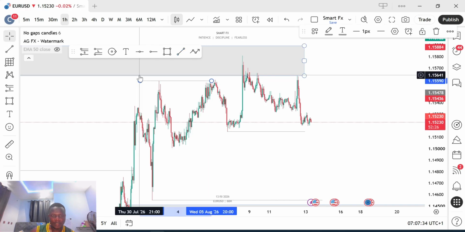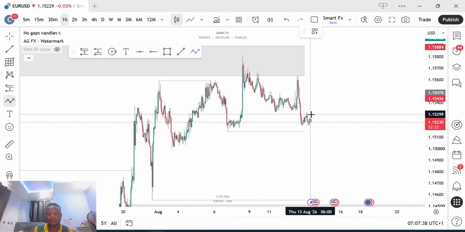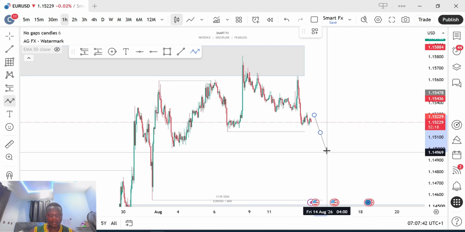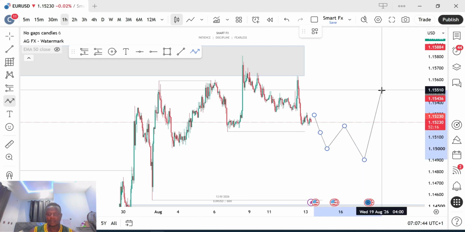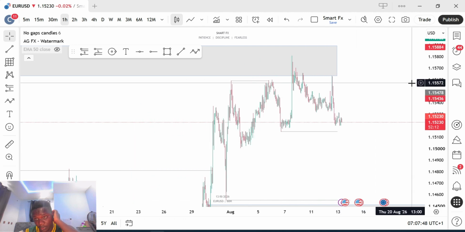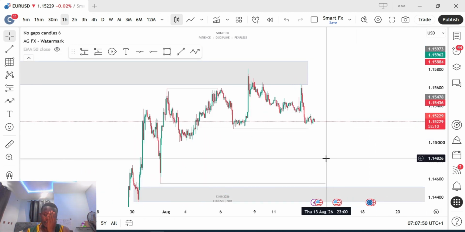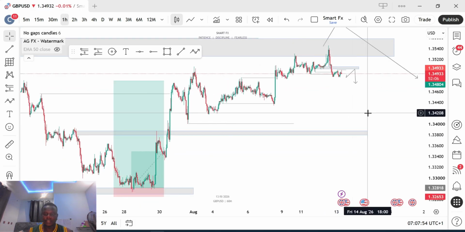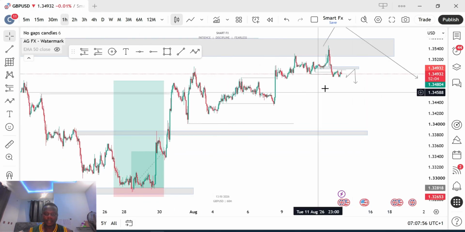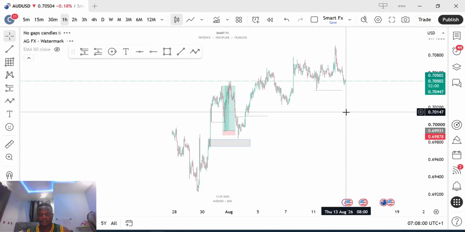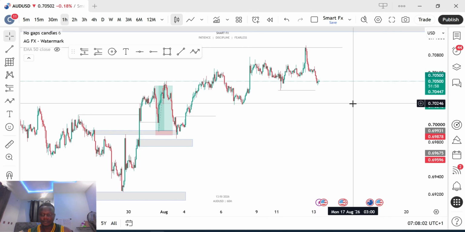Yeah, I swept that high, so I'll be waiting for a break of this low and possibly this low, with inducement for continuation to the downside. So confirmation of a market structure shift to the downside. GU similarly, I have not really confirmed any of this, but that's what I'm looking for.